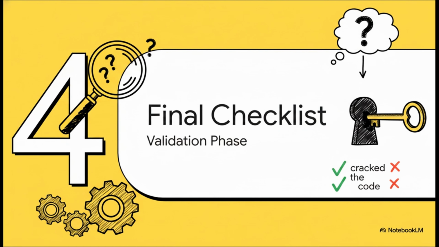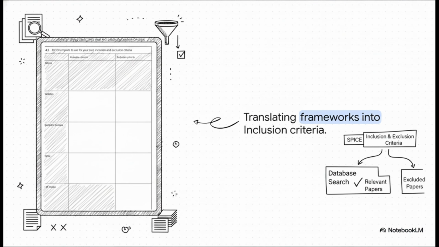Section 4. The final question checklist. Okay, here is the ultimate payoff for using these frameworks. Filling out a PICO, SPICE, or SPIDER template directly generates your inclusion and exclusion criteria. If an article in a database doesn't match your clearly defined population, you just exclude it. This structured logic is exactly what saves researchers hundreds of hours of wasted reading.